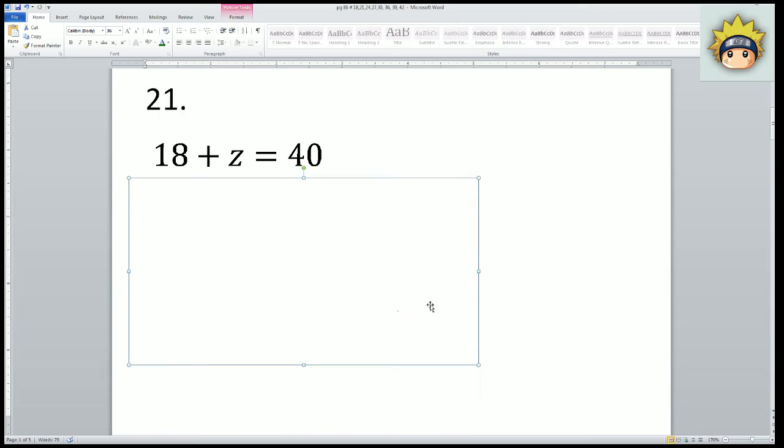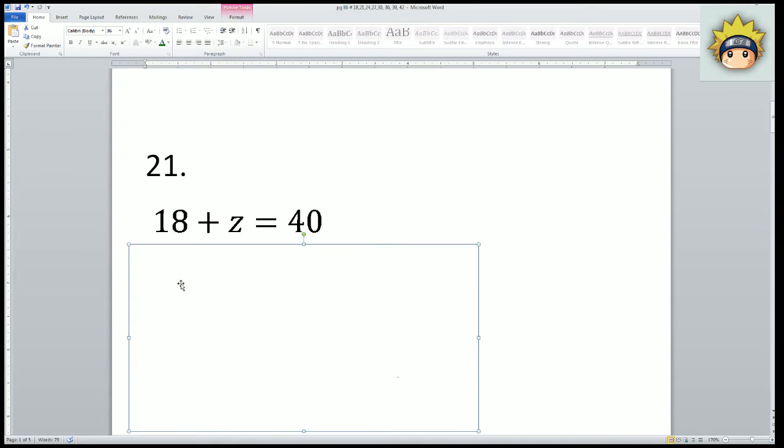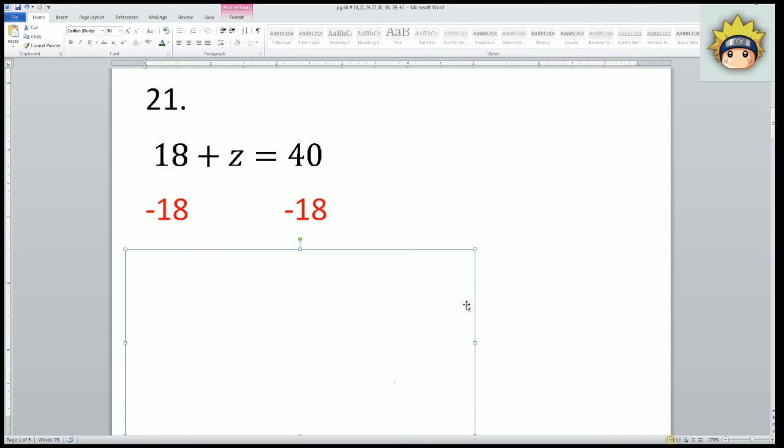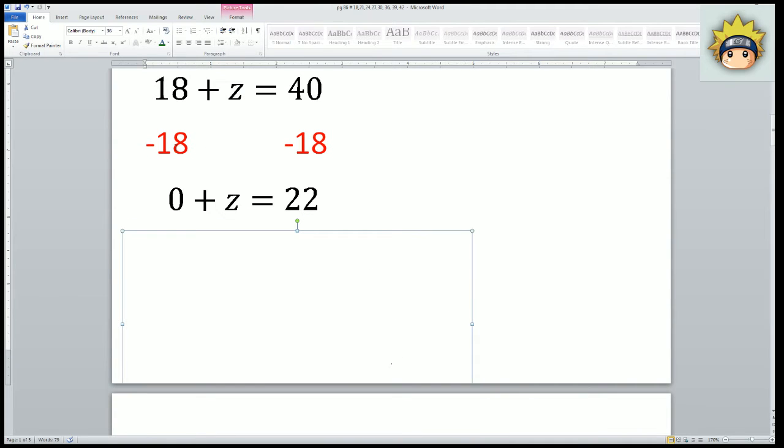Next. The next one asks us 18 plus z equals 40. Same procedure. We have to isolate z by doing the inverse operator. It is attached by this plus 18. The inverse operation of adding is subtracting, so I have to subtract 18 from both sides. The left-hand side should get me 0. 18 minus 18 is 0, and there's also a z. 40 minus 18 is 22, so my final answer is z equals 22.